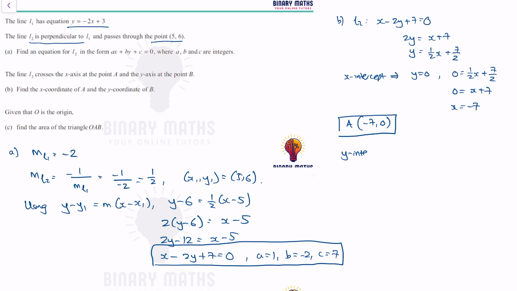If I want to find B, I need to find the y-intercept, which implies x equals 0. So I end up getting y is equal to half times 0 plus 7 over 2, which means y is equal to 7 over 2. So B is equal to (0, 7 over 2).